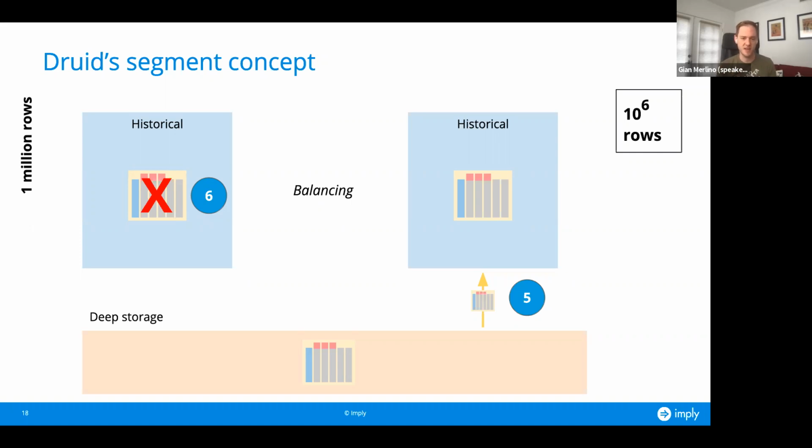The idea is that by packaging your table into these little chunks, each one being one file that has about 1 million rows in it, this process of having data backed up on deep storage, this process of balancing data between servers becomes relatively straightforward for us to do. It's just a matter of moving these files around.